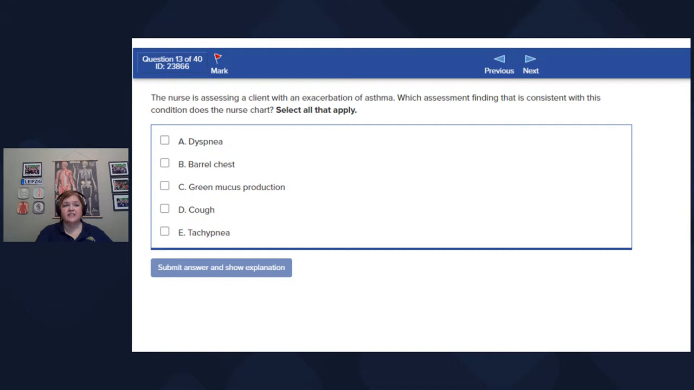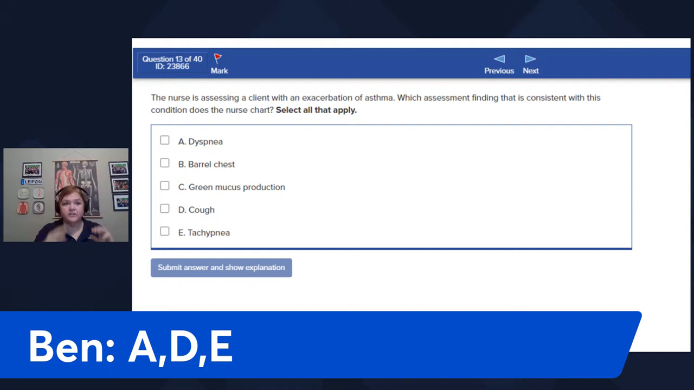I promise you, the biggest challenge that students have with select all that apply questions is that the first half, they're looking for things that would go with asthma, and the last half, they look for things that aren't with asthma. Somehow, their brain just flips while they're doing it. So difficulty breathing? Yep. Barrel chest? No, that is COPD, emphysema.